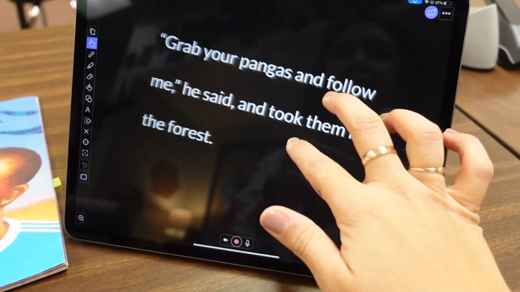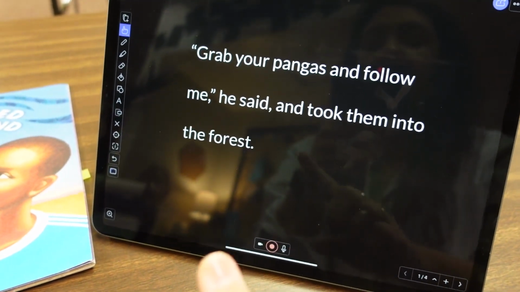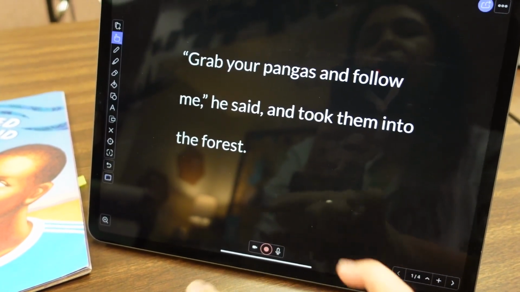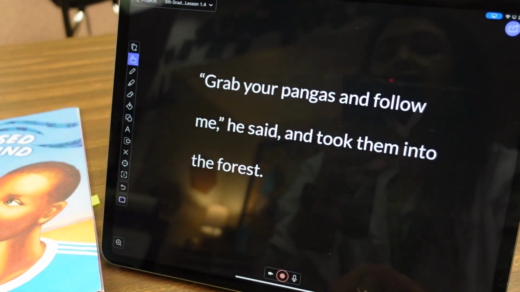Okay, so once we have that mentor sentence, students are going to look for multiple things. One, they're going to find things that they notice. So they're going to look for punctuation, capital letters, and the type of sentence. We're going to talk about that.